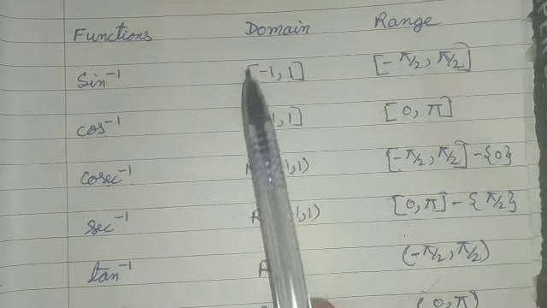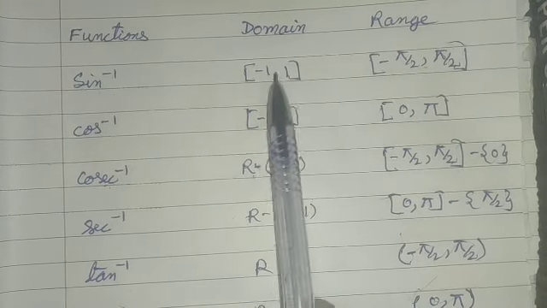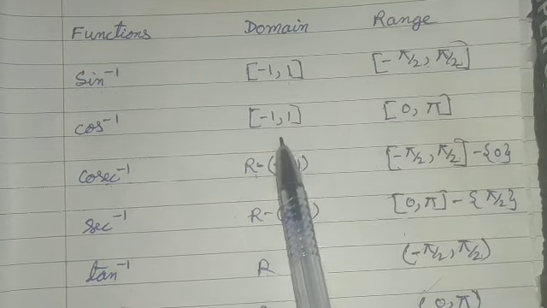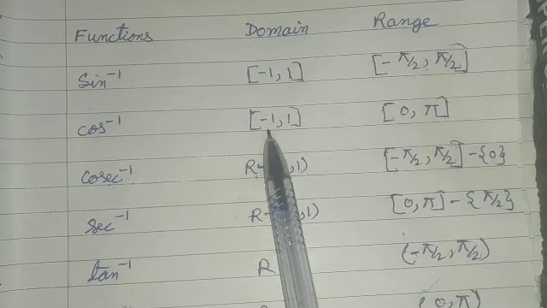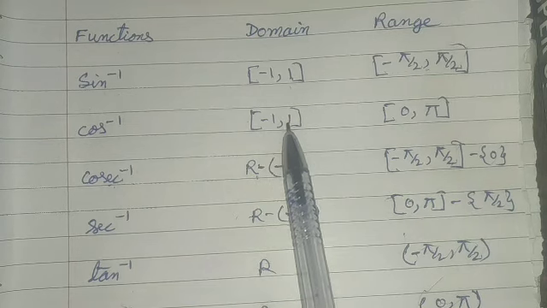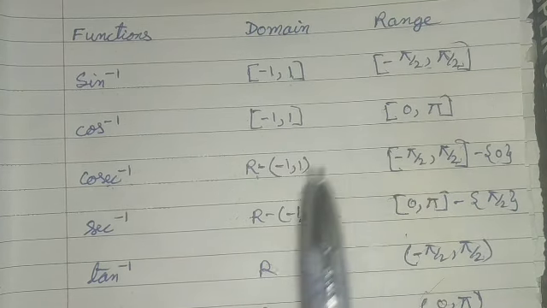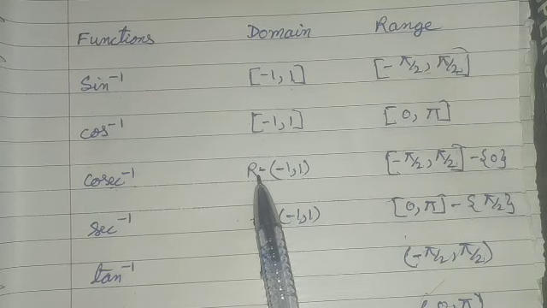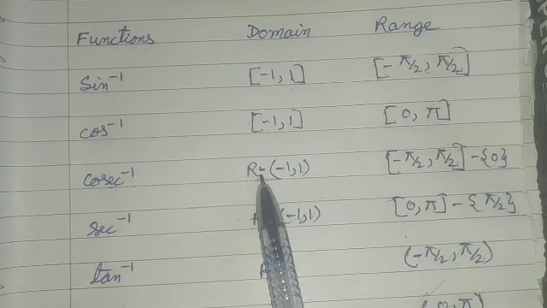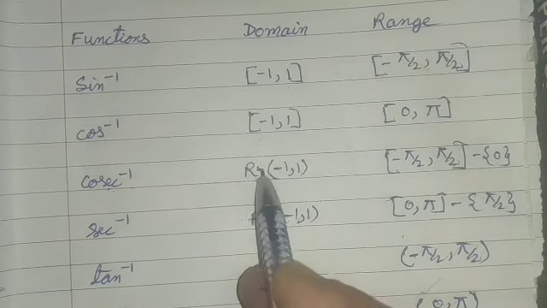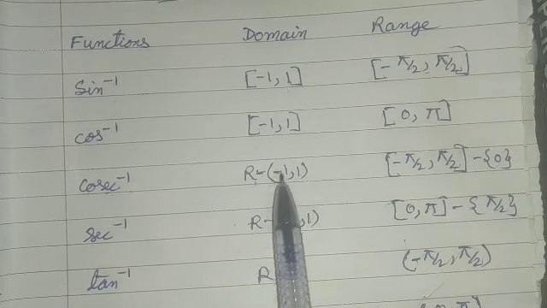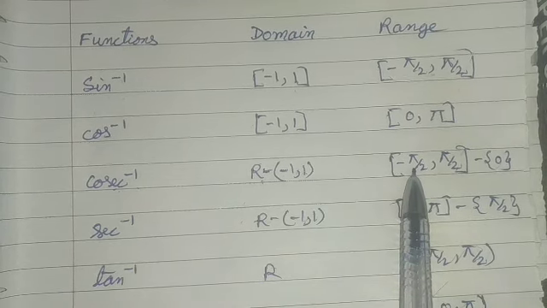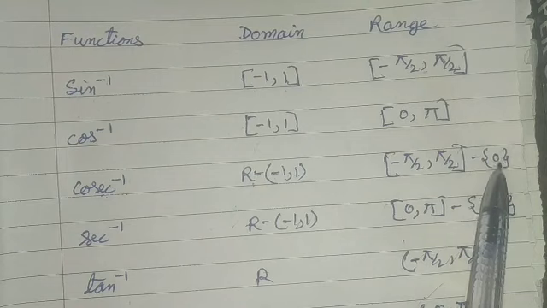Now here domain of sine inverse is -1 to 1 and its range is from minus pi by 2 to pi by 2. Cos inverse, its domain is again from -1 to 1 and range is from 0 to pi. Cosec inverse has a domain that includes all real numbers except -1 and 1, and its range will be from minus pi by 2 to pi by 2 excluding 0.